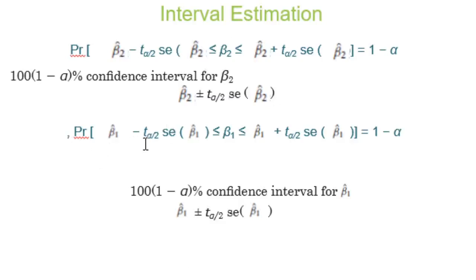Similarly for beta 1, beta 1 cap minus t alpha by 2 standard error of beta 1 cap will lie between beta 1 and beta 1 cap plus t alpha by 2 standard error of beta 1 cap, and that will be equal to 1 minus alpha. This is the confidence interval for beta 1. It can be written as beta 1 cap plus or minus t alpha by 2 standard error of beta 1 cap.